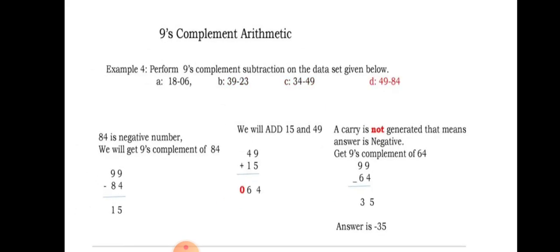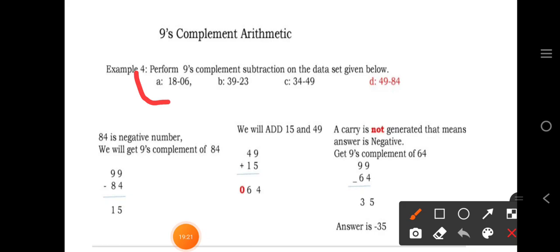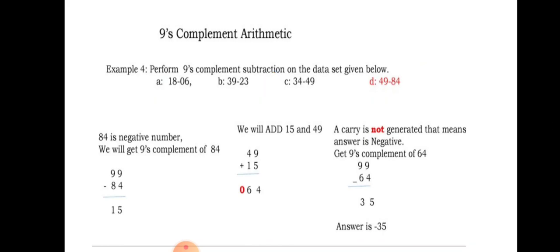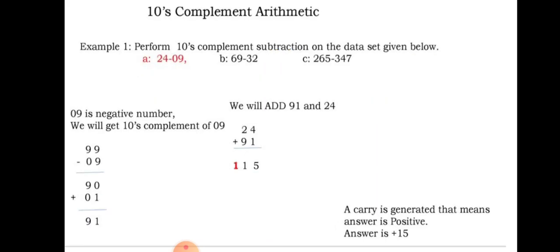So this is the arithmetic for the 9's complement, where we have seen 4 questions in which the answers of the first 2 were positive and the answers of the next 2 were in the form of negative numbers. Now moving towards the 10's complement. Here, perform 10's complement subtraction on the data set given below. Here we will see 3 examples.